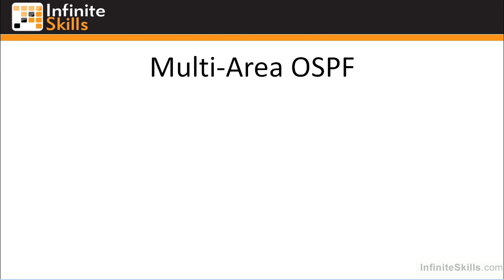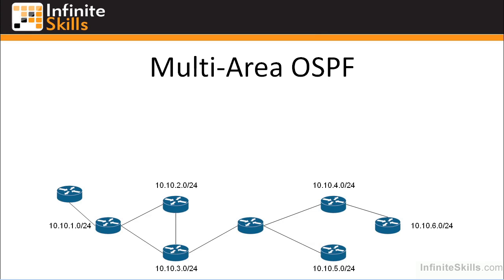At this level of CCNA, all we're really concerned about is what areas are and how they help my network be more stable. So let's take a network that looks something like this. Now, this network is all in one big OSPF area. It would be OSPF area 0 because you're required to have an area 0 in every OSPF implementation.